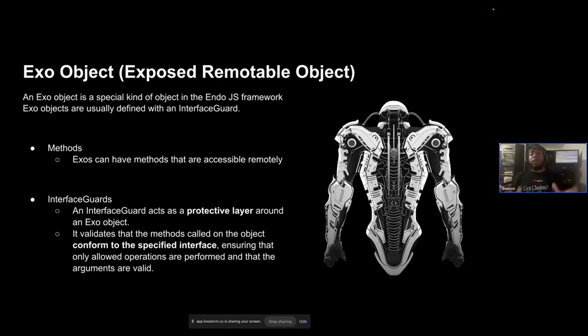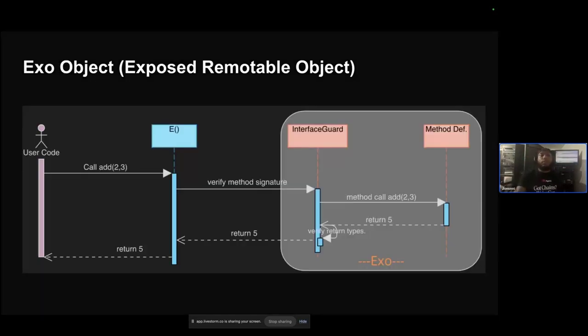You have this notion of an interface guard in an EXO. You also have a method. So if you look at the exoskeleton, you could think of an interface guard as the outer protective layer and the methods as the inner part of the exoskeleton, like the human that's actually being protected. And we'll look at what the interface guards look like, et cetera, and how you define methods too.